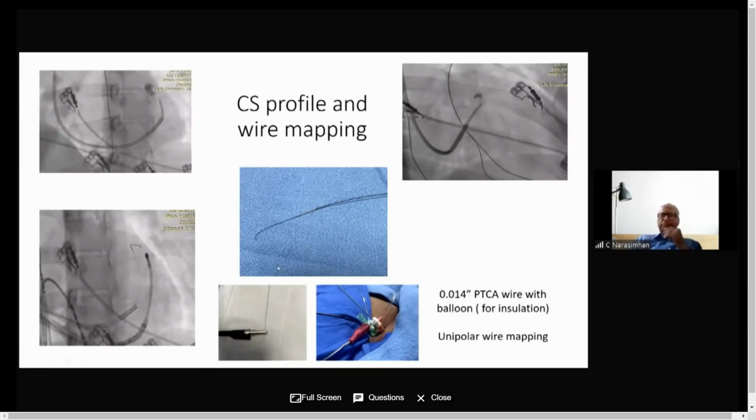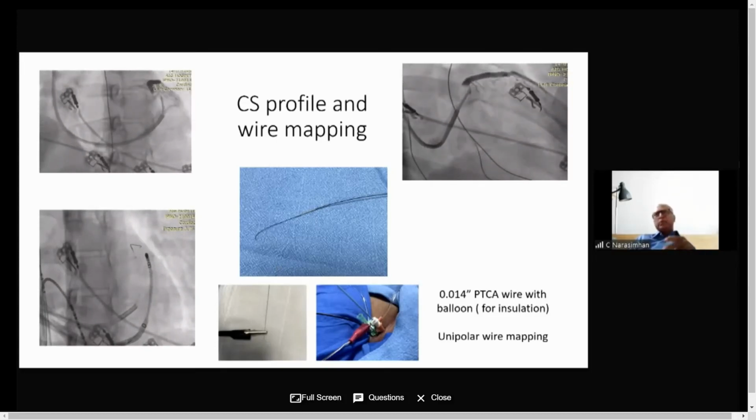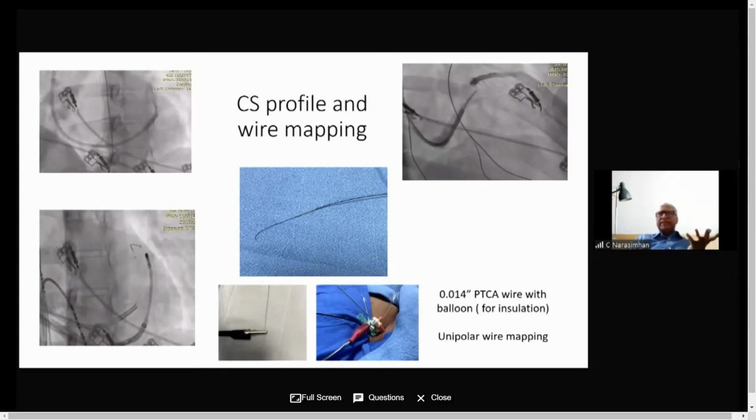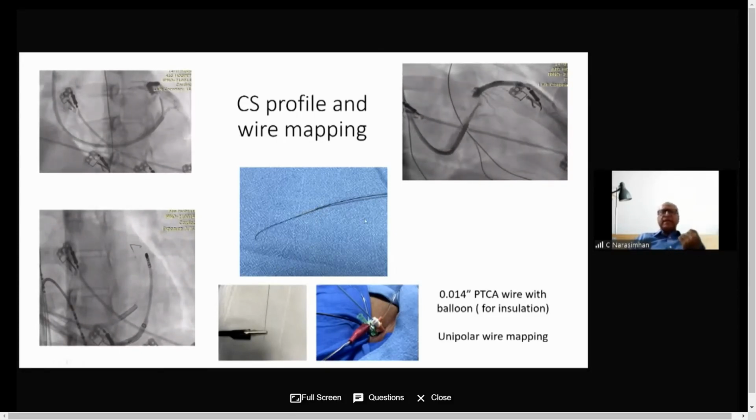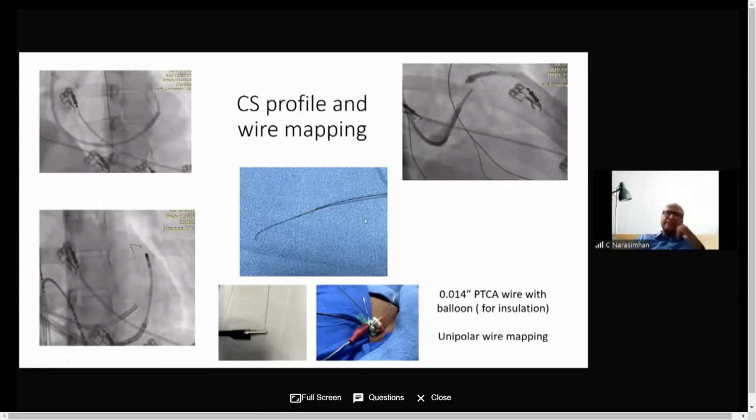But most of the ablation is in ARVC, Brugada, sarcoids, hypertrophic cardiomyopathy, these are all predominantly epicardial circuits. And rarely circumflex infarcts, we have seen more often having epicardial circuits.